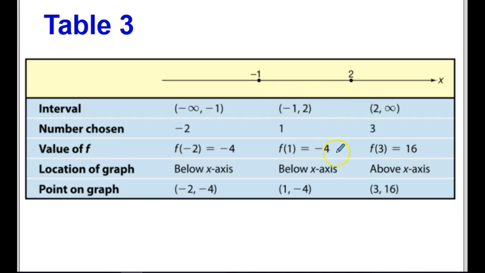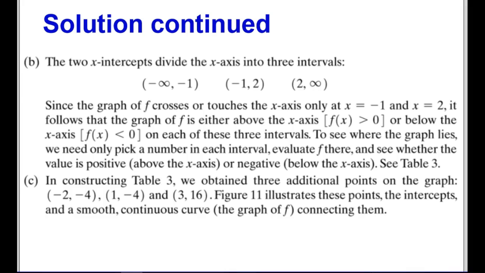When I plug 1 in, I get a negative 4, so I know I'm still below my x-axis. Then I pick a number greater than 2. Here we pick 3, we plug that in, we get 16, so I see I'm above my x-axis. That tells me the directions that my graph is going to go. We also got these 3 extra points that we could graph as well.